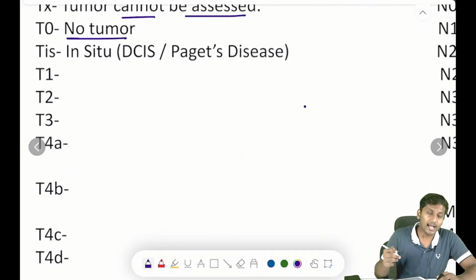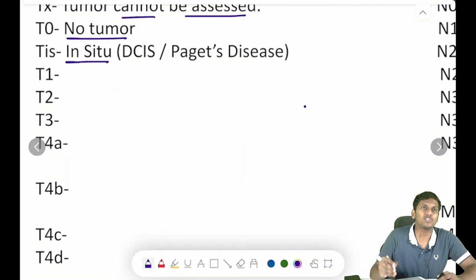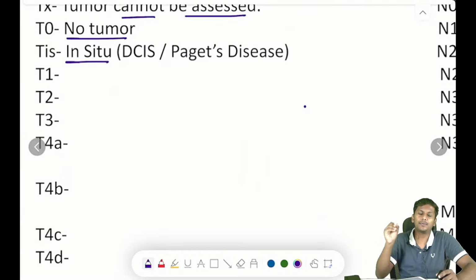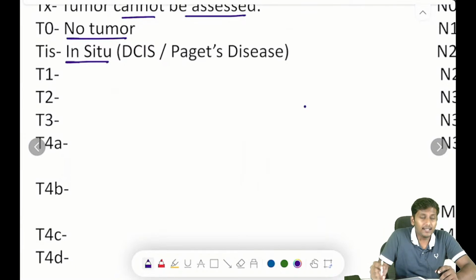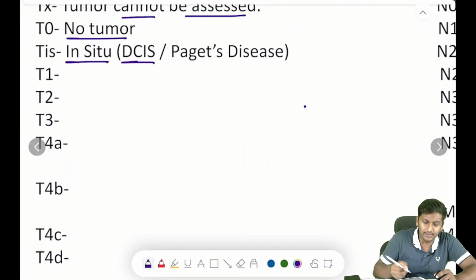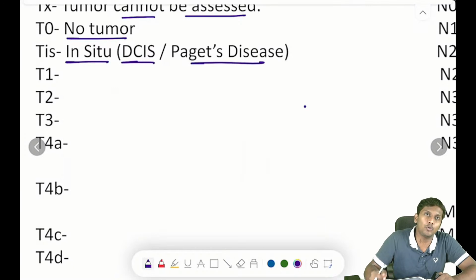ठीक है? TIS. What is TIS? IS का मतलब in situ. So TIS मतलब it is actually a carcinoma in situ. That is suggestive of DCIS, that is ductal carcinoma in situ or Paget's disease of the nipple. Yes, just like bone, we also have a Paget's disease in the nipple. I will be talking about that later on. So remember that TIS is actually DCIS and also Paget's disease of the nipple.